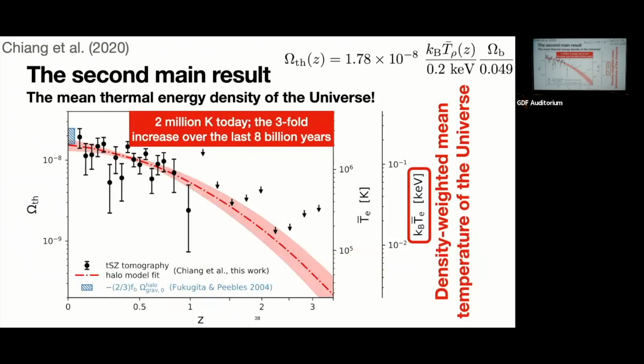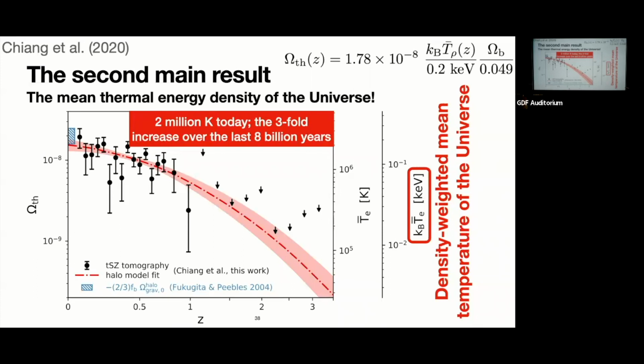And you can also translate that trivially into the density weighted mean temperature, because what you get is density times temperature. It's a pressure. So pressure divided by mean density would be the density weighted temperature, and that's 2 million degrees today. So that's what you get by Googling gas temperature of the universe. And it evolves over time. At redshift 1, it increases by 3 times. So this is the first measurement of evolution of temperature in the gas of the universe. And we only have upper bounds here.